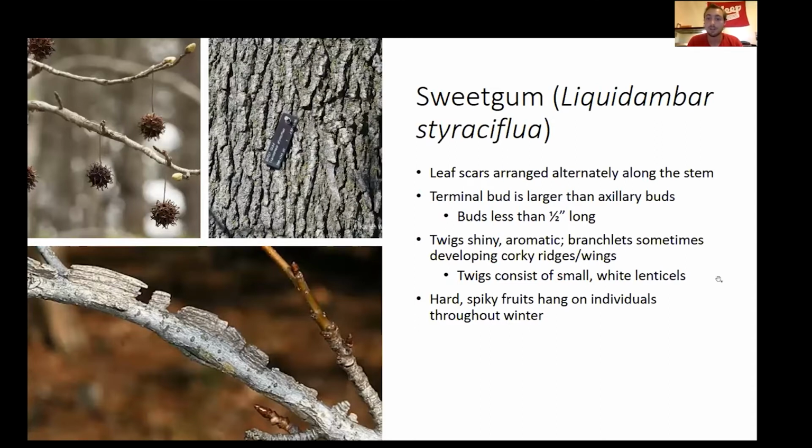In our sweetgum, our leaf scars are arranged alternately here as well. Our terminal bud is a lot larger than our axillary buds, and this is because of it including the flowering parts of our tree. Our twigs are shiny and aromatic, and they sometimes have these corky wings that we see here. The twigs also have small white lenticels. And then these hard, spiky fruits hang on individually throughout the winter. So it's these here, definitely not fun to step on when you're barefoot walking around outside. But those are our sweetgum fruits.